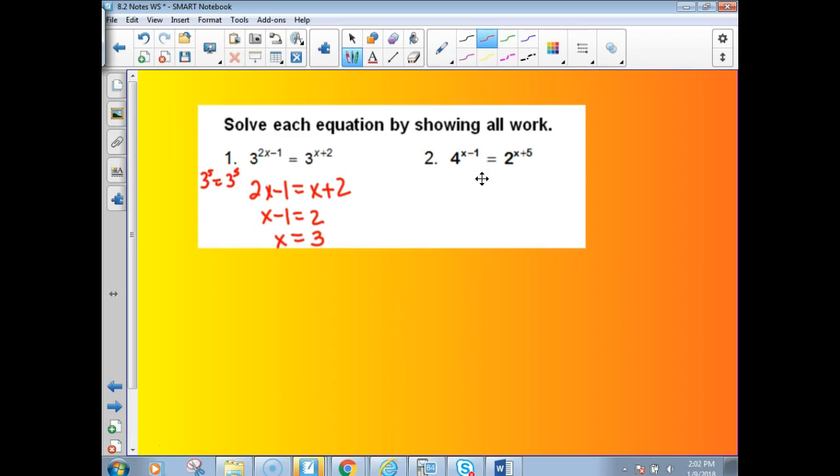The next one, number 2, the bases are different. We would rewrite the 4 as a base of 2. 2 to the second is equivalent to 4. And I think this might be the one that was already shown. Is it? Okay. So we drop and distribute if needed. And then we found out that x was 7. That was the example.